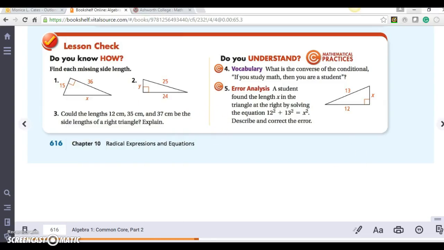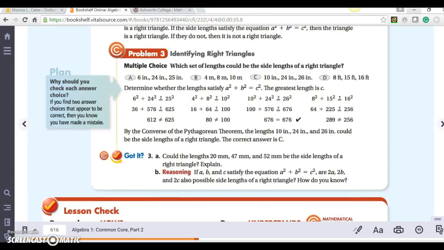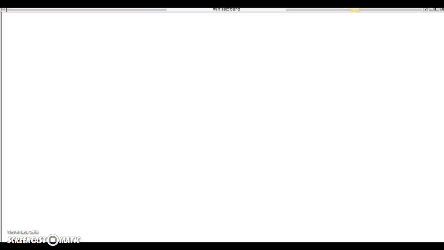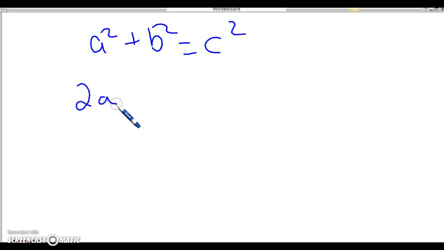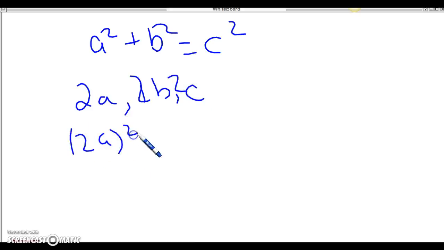Alright, let's look at, I'm sorry, I scrolled down by accident. It says if A, B, and C satisfy the equation A squared plus B squared equals C squared, are 2A, 2B, and 2C also possible side lengths of a right triangle? How do you know? So let's do it. So I already know that A squared plus B squared equals C squared. So now instead, let's say 2A and 2B and 2C.